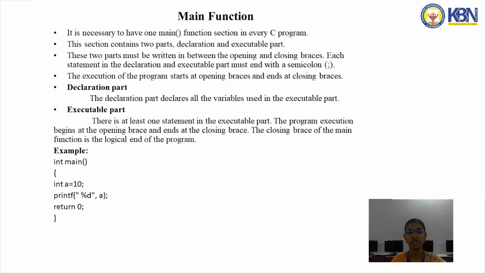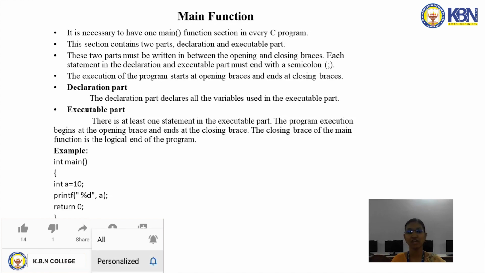Next, main function. It is the most important function. It is necessary to have one main function section in every C program. The execution starts with the main function only. Without the main function, we can't run the program. This section contains two parts, declaration part and executable part. These two parts must be written in between opening and closing braces. Each statement in the declaration and executable part must end with a semicolon.